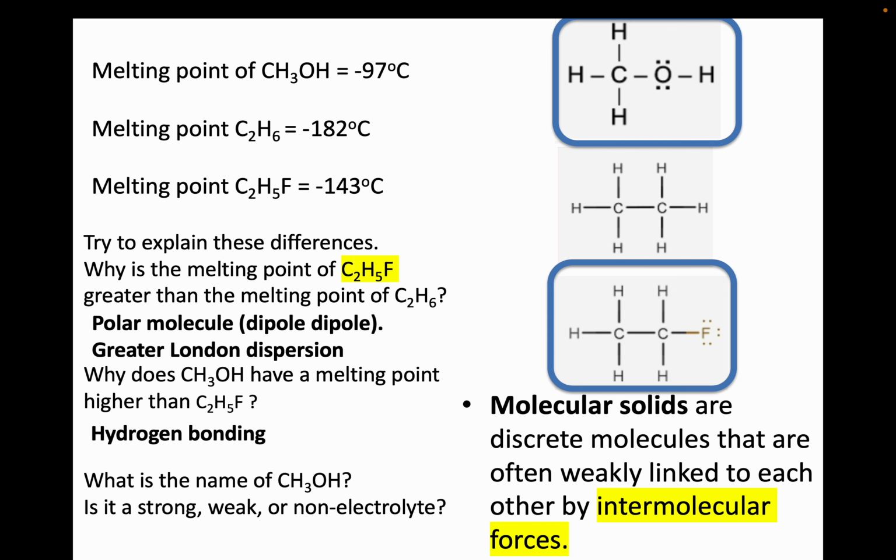Where does the top one fit in within my comparison? I think that I have London dispersion forces in both cases, and in fact, I have greater London dispersion forces in this bottom molecule. So that can't be explaining why the top one has a higher melting point. What makes it different? It's going to have hydrogen bonding. So I would use that within my explanation.